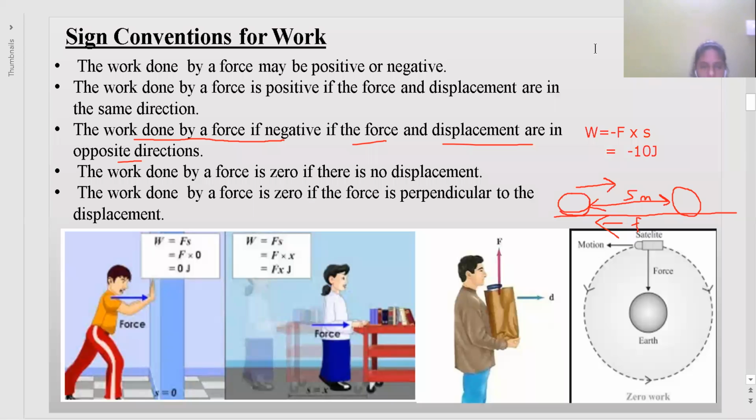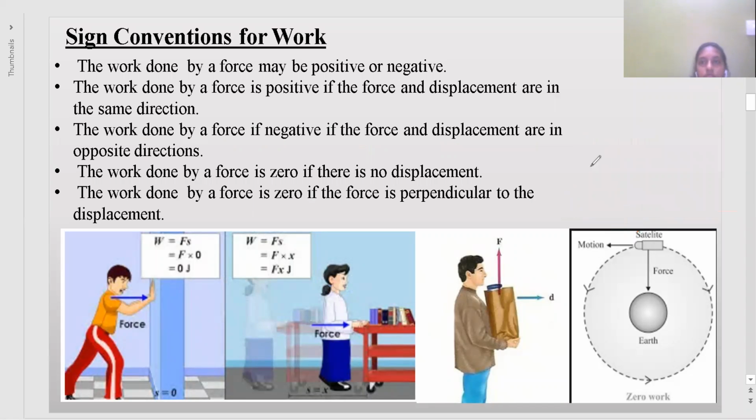There is one more example for the same. Suppose a ball is thrown above. When a ball is thrown above, it is going to move in the upward direction. But at the same time, the gravitational force would be acting on it. I am denoting gravitational force by F of G. This gravitational force is going to act in the downward direction, which means again it is in the opposite direction.